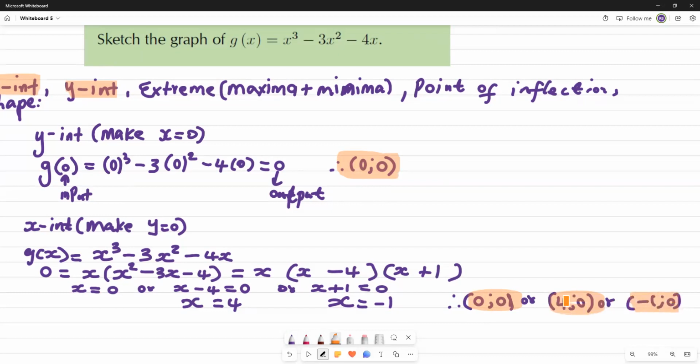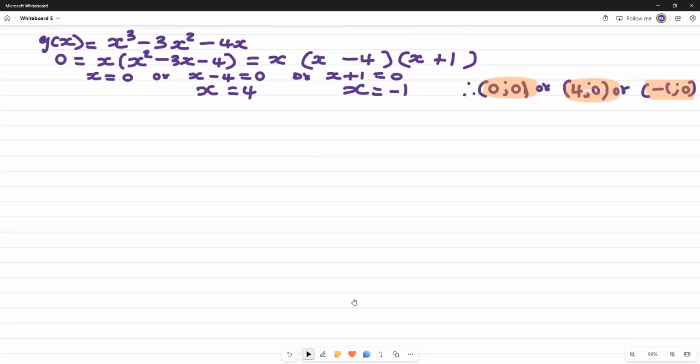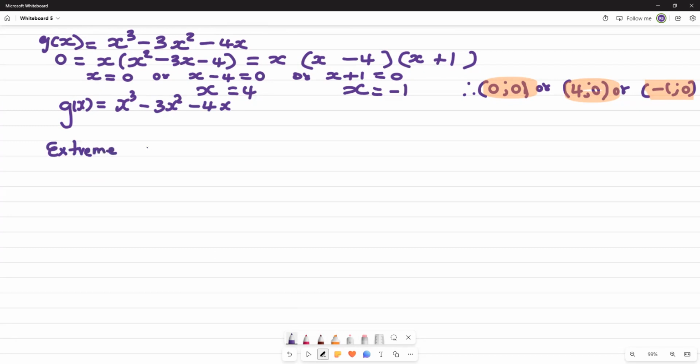Now we need to find the extreme points, which are the maximum value and the minimum value. We have g of x equals x cubed minus 3x squared minus 4x. We're doing extreme points, and sometimes we call them turning points.